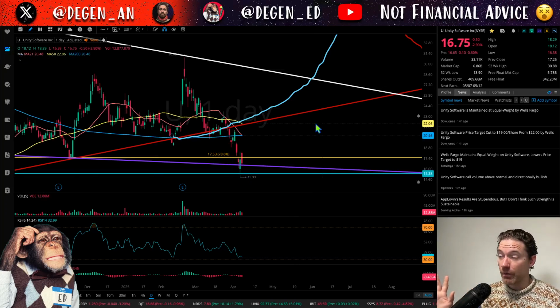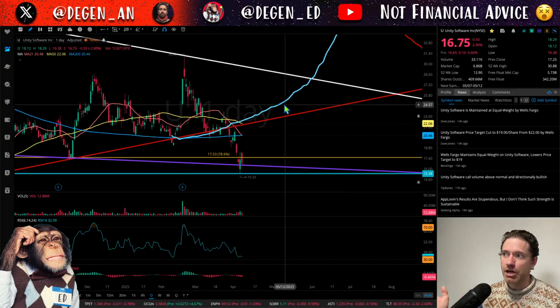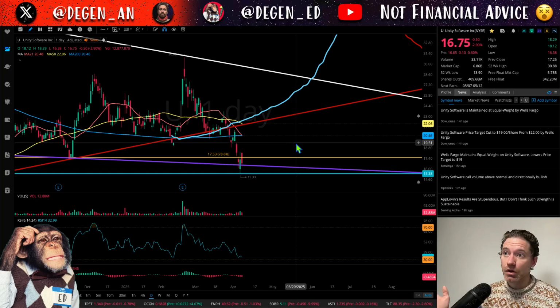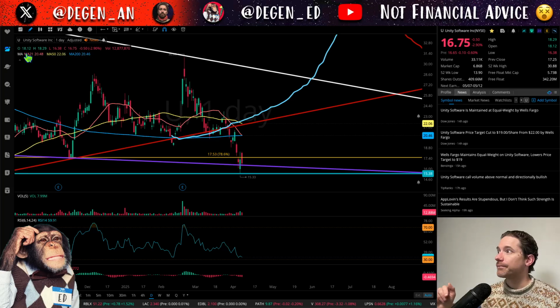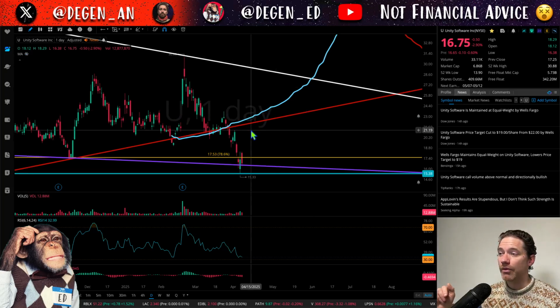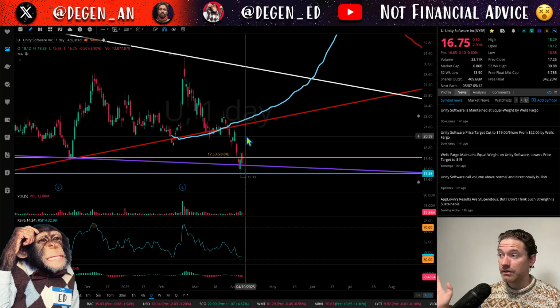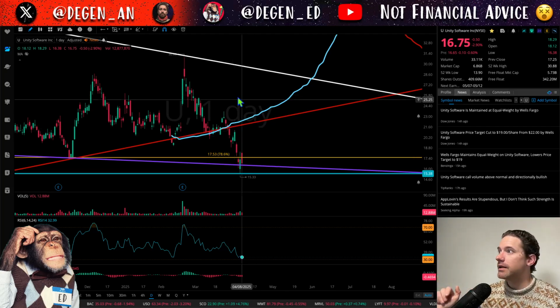Moving averages, maybe we want to look at those. Those are all above us. Those would suggest some resistance around the range of $20 to $22. So that would correspond with getting up to this uptrend, that red line there.